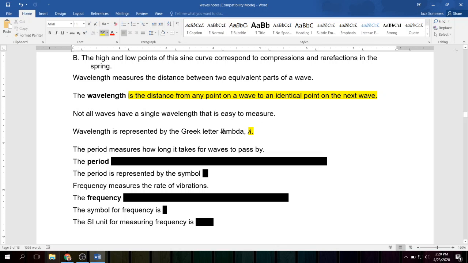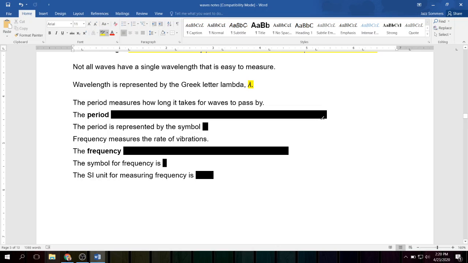The period is how long it takes for the wave to pass through you. A lot of waves pass through you very, very fast, like light waves, and sound waves are still very fast. But some waves move very slowly, like a wave in the ocean. So how long does it take to pass? That is called the period, a complete cycle. How long it takes from one crest to the next crest, we call that the period of the wave. And period is represented by a capital T.